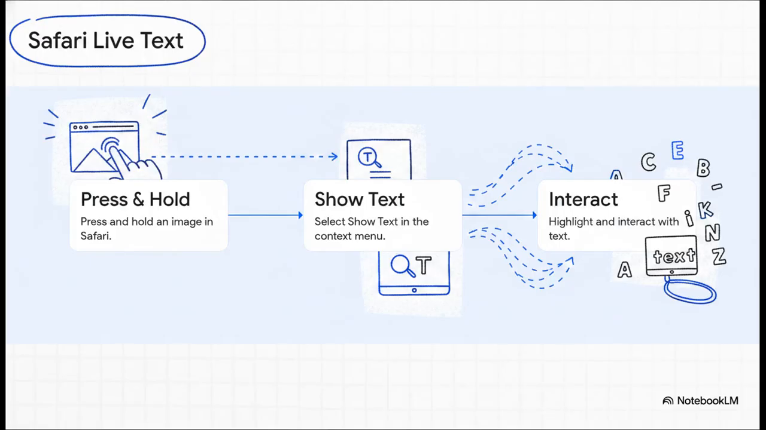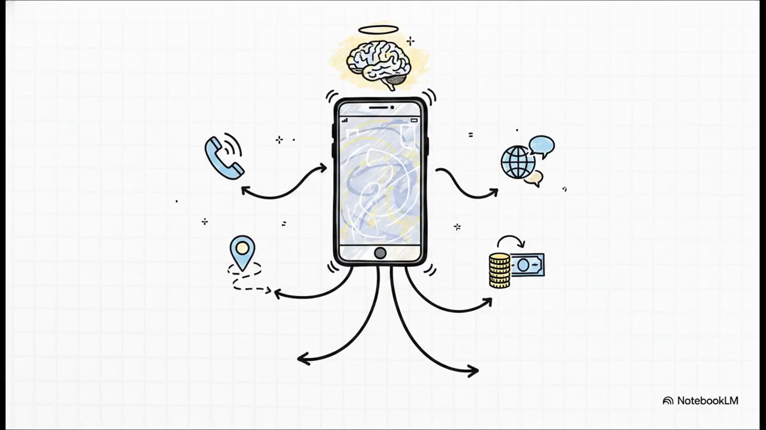And actually, scratch that. It's not just your photos. It works seamlessly across the internet too. If you find an image on Safari, the process is incredibly fluid. You just press and hold the image, tap Show Text in the context menu, and suddenly you can highlight and interact with the words right there on the screen. You are literally pulling living data directly out of flattened, static images on the web. It turns the entire internet into a highlightable document. How cool is that?